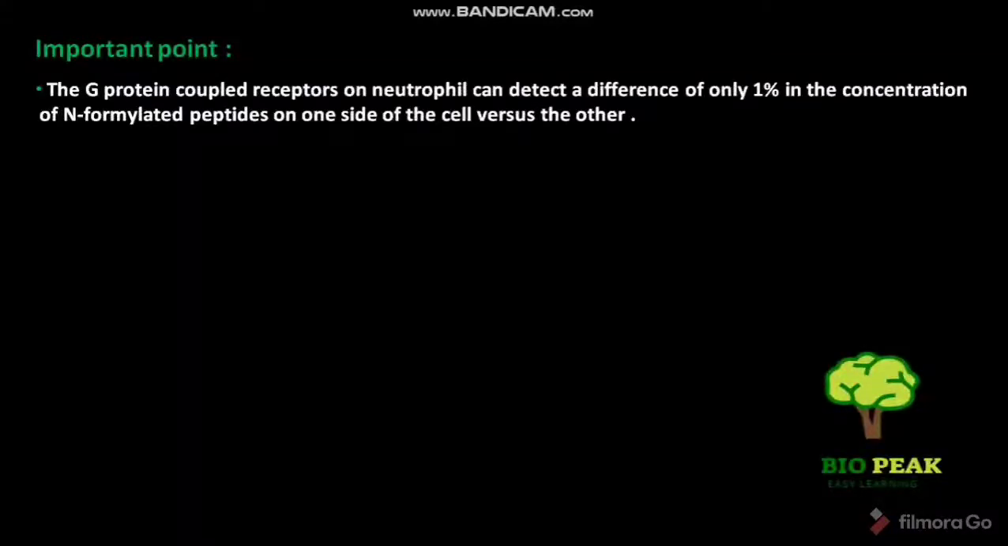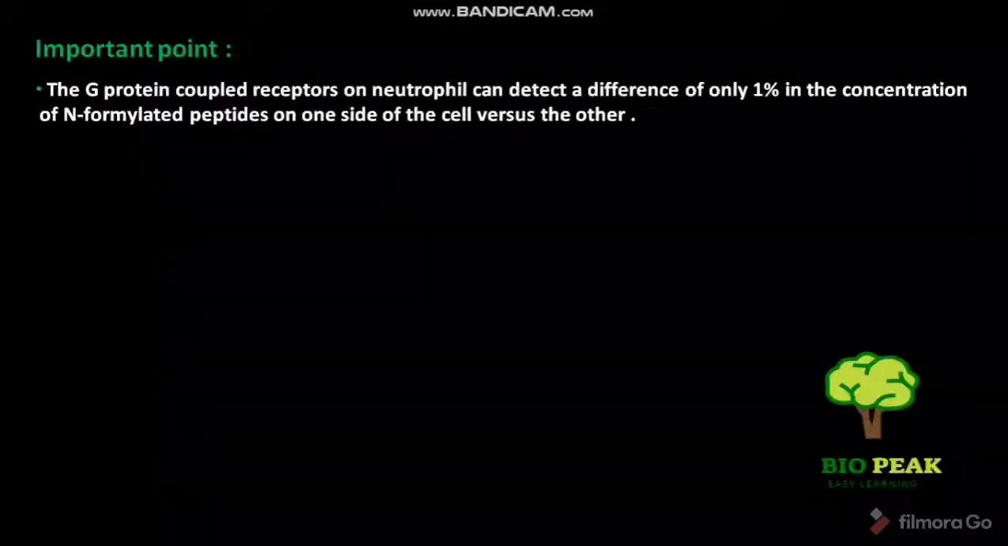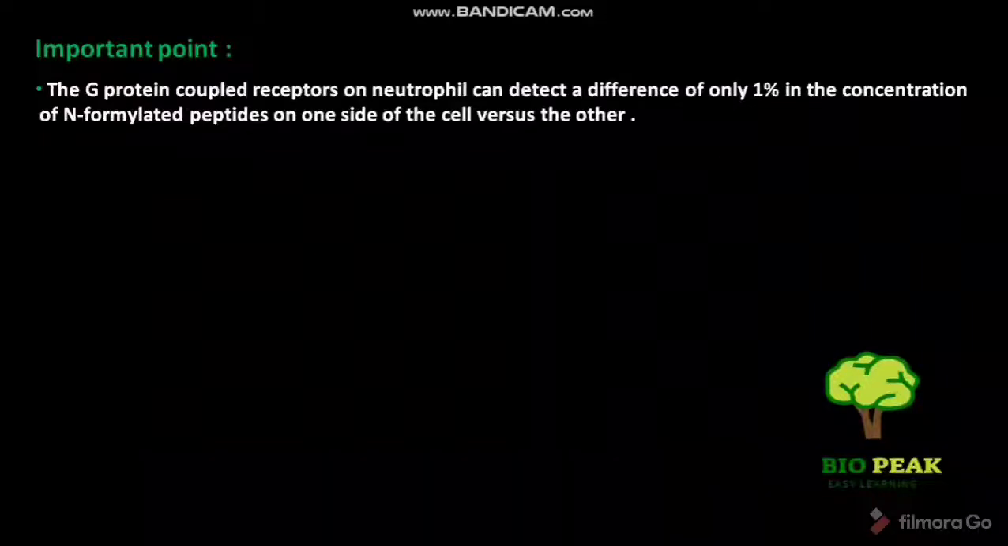The G protein coupled receptors on the neutrophil can detect a difference of only 1% in the concentration of N-formylated peptides on one side of the cell versus the other.